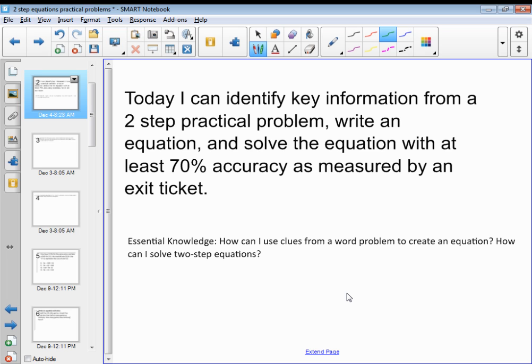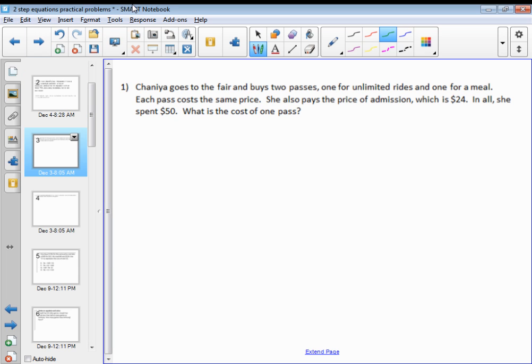Hopefully by now you already have the half sheet of notes from your teacher so that we can work through these problems together. If we look at our first problem, China goes to a fair and buys 2 passes, one for unlimited rides and one for a meal. Each pass costs the same price. She also pays the price of admission, which is $24. In all, she spent $50. What is the cost of one pass?